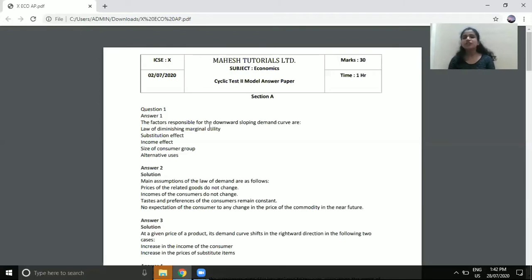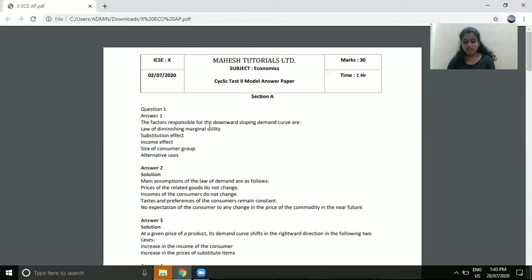Okay, so here we've written that there is no change in the price of related goods, there is no change in the income of consumers, there is no change in the taste and preferences of the consumer, and there is no change regarding the expectations of future changes in the prices by the consumer. Right? Moving on to question 1C.